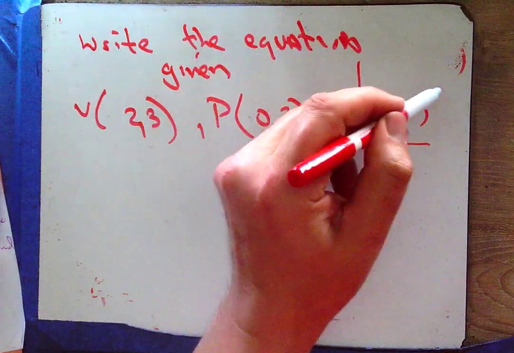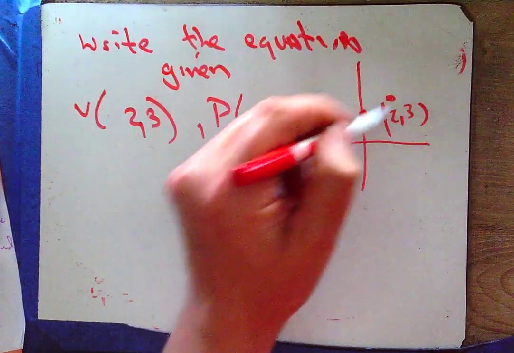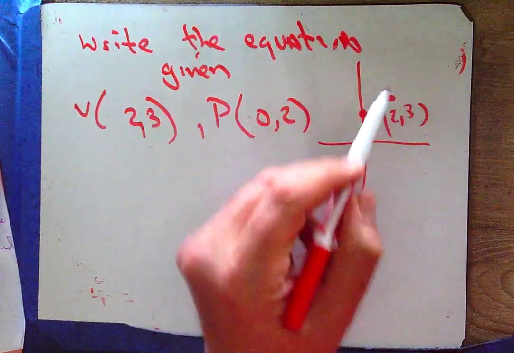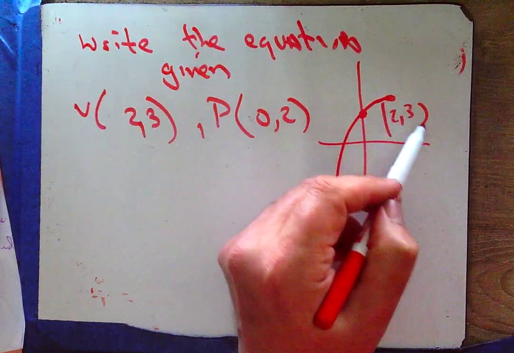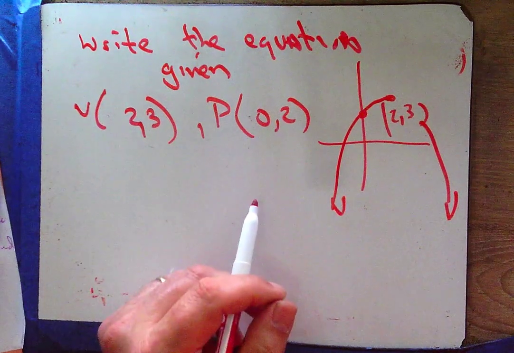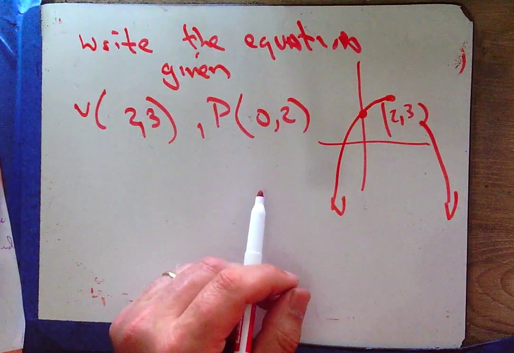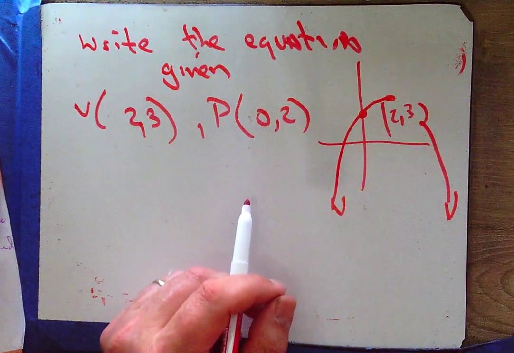Well, this can't go up. And some students will do that. And it's just wrong, because that's not the vertex, that's the vertex. So we have to go down from there. So I'm expecting a negative a value. All right, well, that's good to notice.